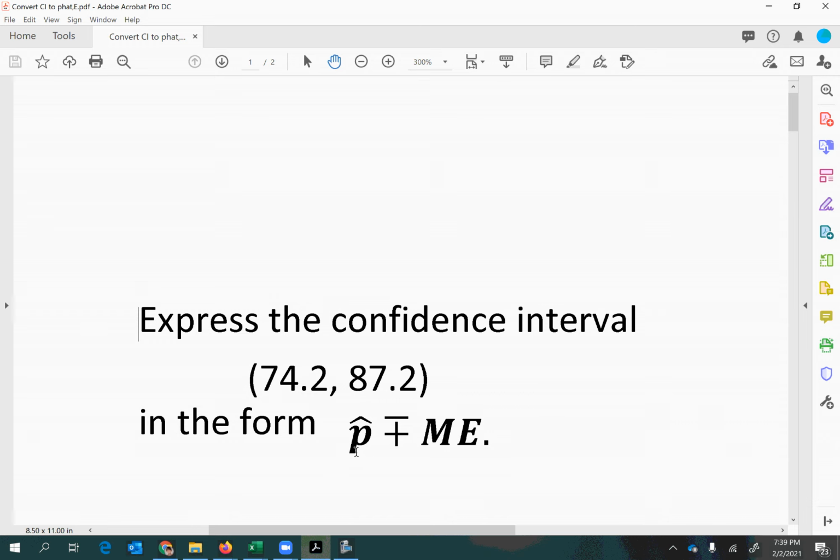Now, the sample proportion is going to be used to represent what we think is true about the entire population. So we have a point estimate in the sample proportion, but then we add and subtract a distance, which we call the margin of error, to get a whole range of possibilities.